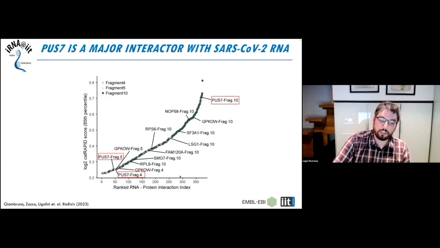And so using that technique to get our protein interaction index, and then comparing it also to an algorithm that a group at IIT came up with called CatRAPID to predict RNA protein interactors, we got a list of several different protein hits. And this is just looking at the top 15%, so the 85th percentile of our hits. And this enzyme PUS7, or pseudouridine synthase 7, came up 3 times in our top 15%.